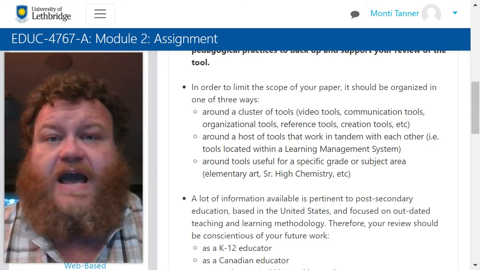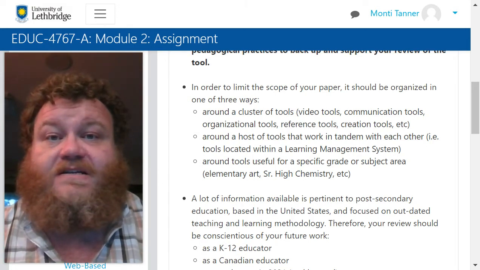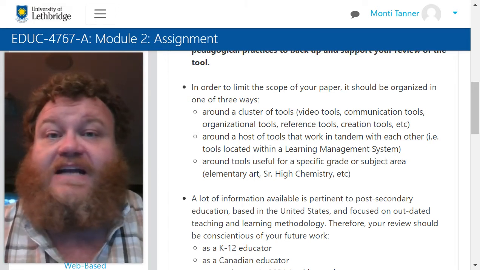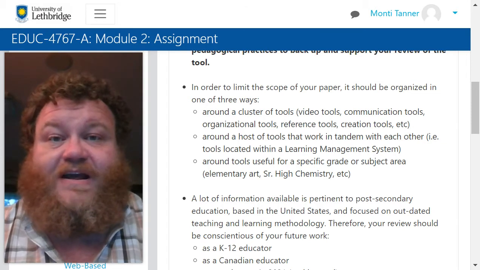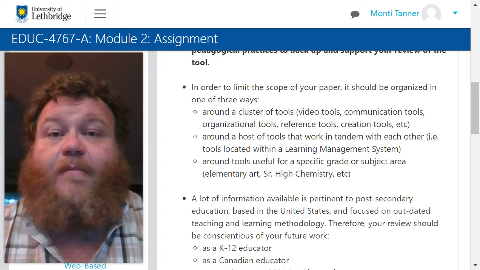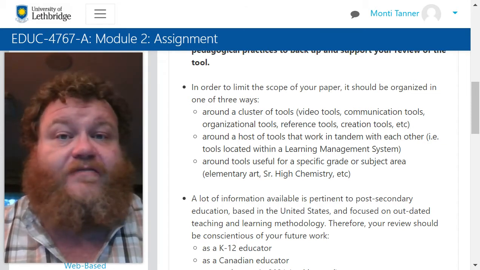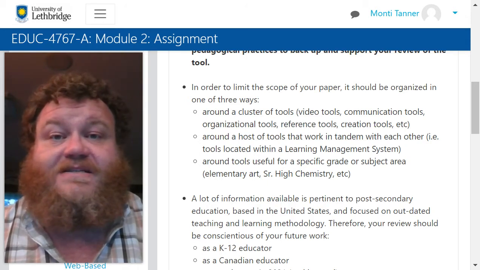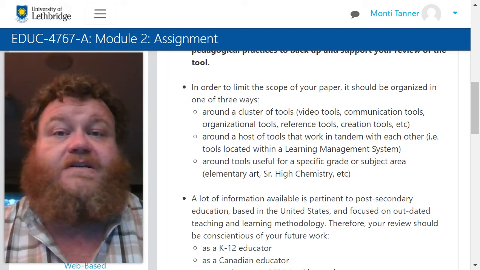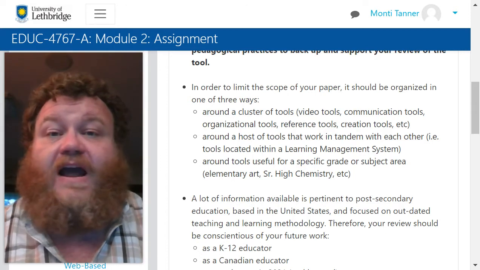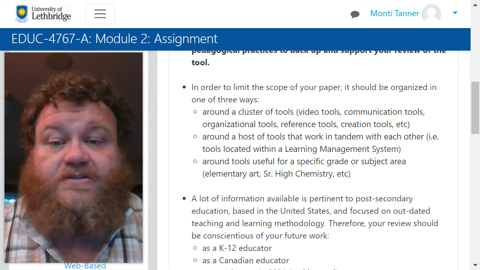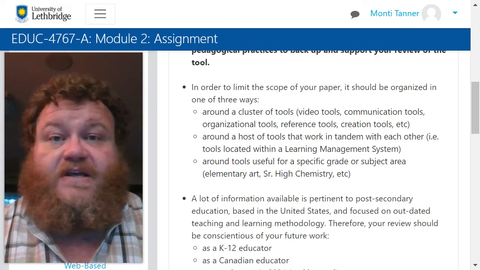Maybe you want to look at a variety of different video conferencing tools. It's actually a discussion that someone had posted earlier today about Zoom, Microsoft Teams, Google Meet, Skype. Maybe you have a focus around looking at 5 similar but different tools. Maybe it's a number of tools that work together.